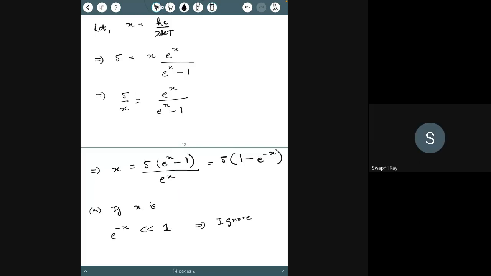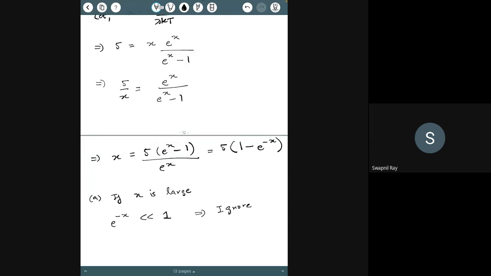What I meant was that x is large. Yes, x has to be large. So if x is large, then e to the power minus x is very much smaller than 1, and I can ignore it. And then I get x is equal to 5.